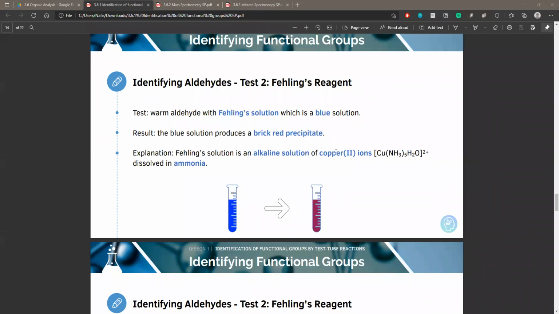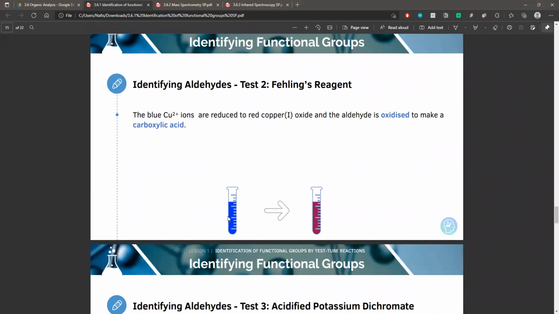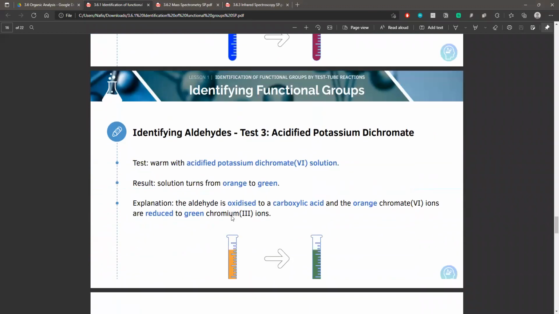Anyone? Yeah, it's very, very similar to Benedict's solution, because it's the same color changes, and it's virtually the same because they're both solutions of copper-2 ions dissolved in ammonia.